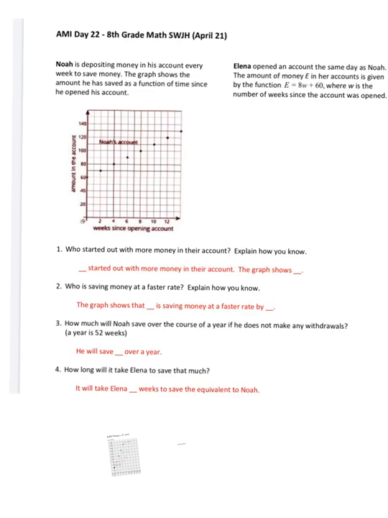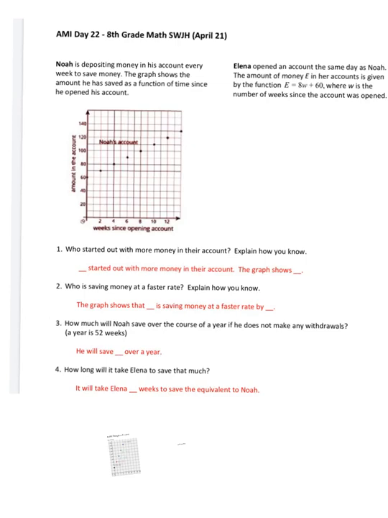So in this problem, we are comparing two different people's savings. One is represented by a graph, and the other is represented by an equation or a function. As we look through the problem, number one says, who started out with more money in their account? Explain how you know. Really what we're talking about is initial amount. What did we start with?